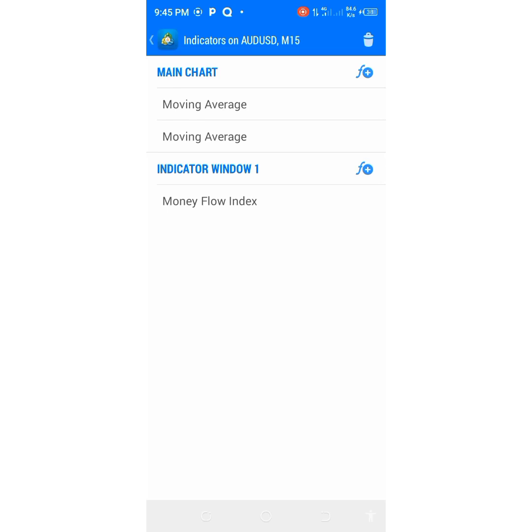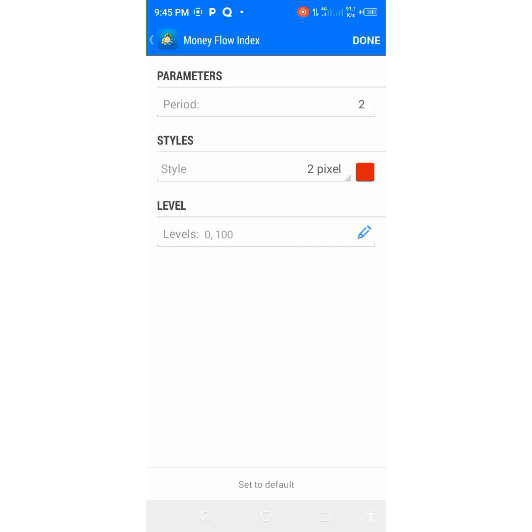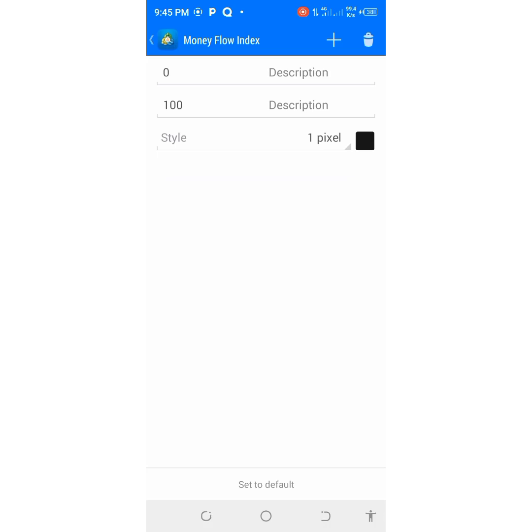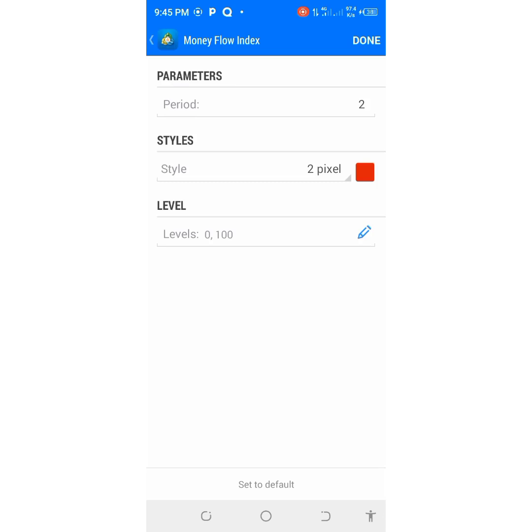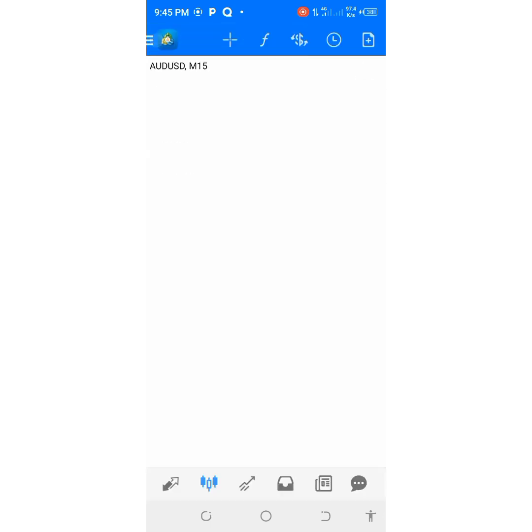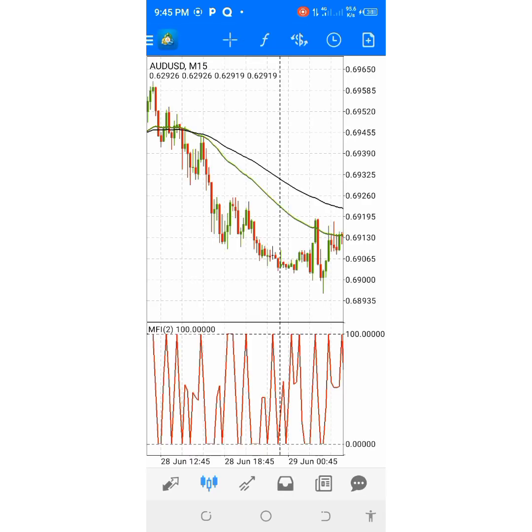Then for indicator window 1, come to money flow index and the period should be 2. Then the levels, make sure you put them at 0 and 100. When that is done, your chart is set up, ready to start your analysis and trade.